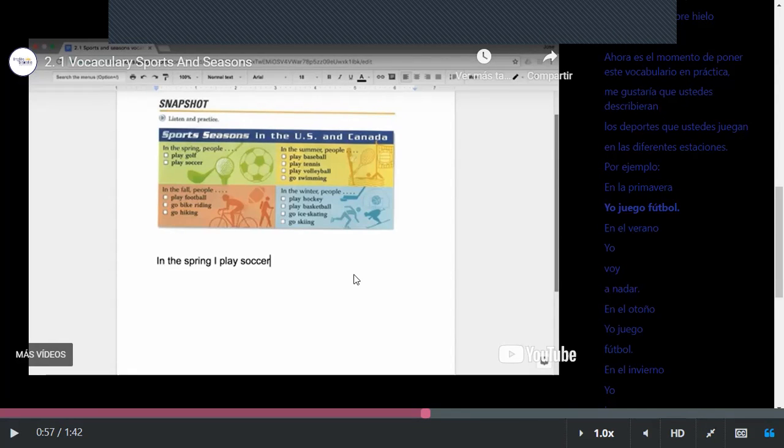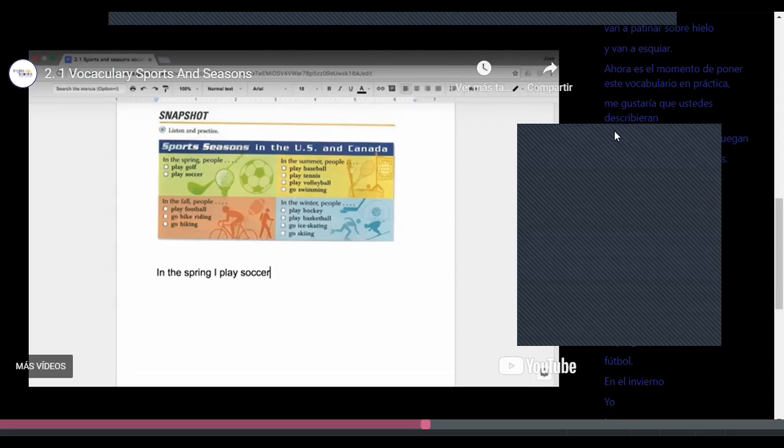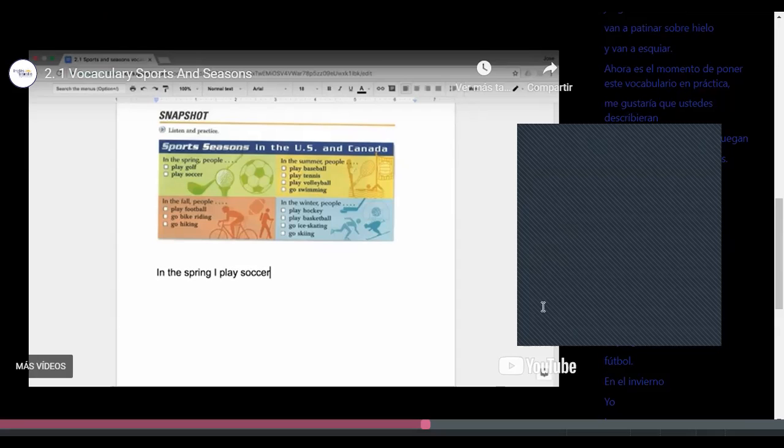A ver, ¿hay algún deporte que no me entiendan acá, de los que están acá, chicos? Por ejemplo, este. Hiking. Hiking es como tomar una caminata. Acuérdense que también podemos decir take a walk. Hiking es caminata. Go hiking. También lo encontrarán como take a walk. Ajá, sí lo puse en el chat.